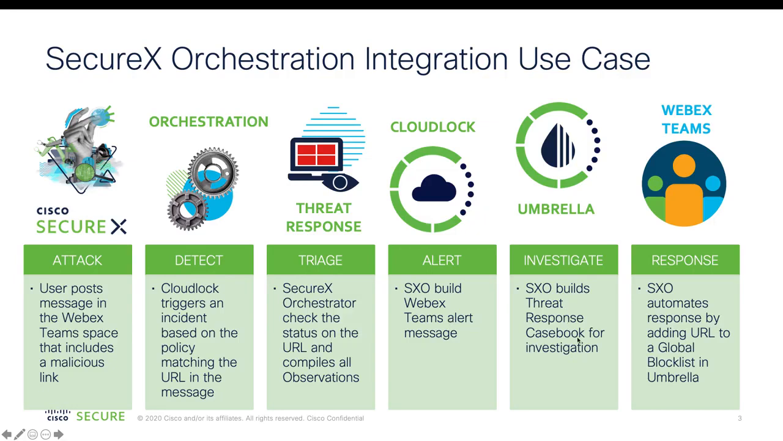Additionally, we create a casebook in SecureX threat response so that our triage team can continue investigation. And then we also perform response actions automatically by blocking that malicious URL in Umbrella so that our whole organization is protected. None of the employees will be affected even if they click on this URL. So that is the demo that we are going to look at right now.